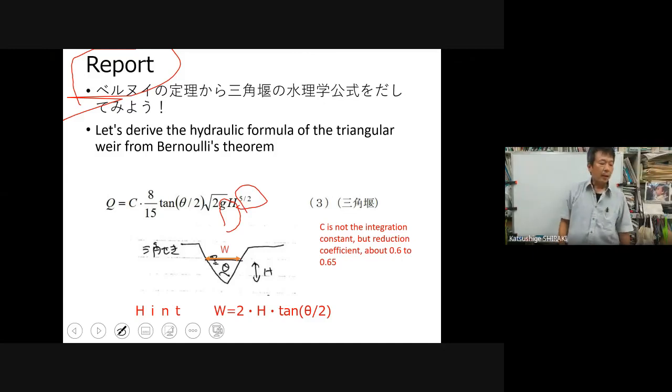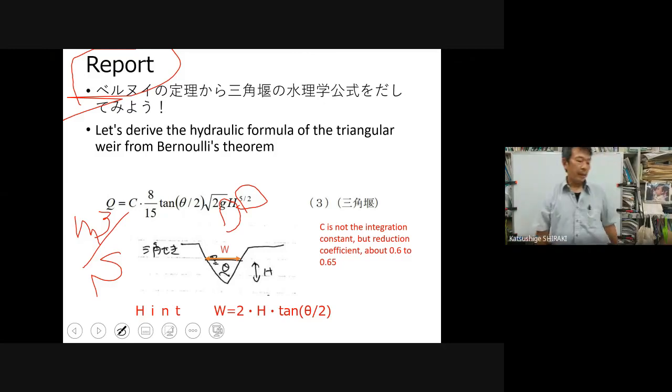So, water flow means cubic meters per second. It's determined by the water height, and the power is 2.5 here.